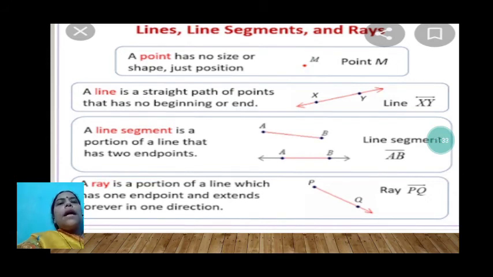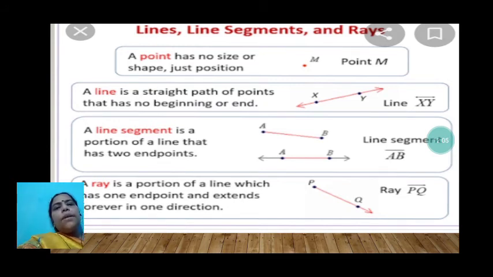Now a line is a straight path of points that has no beginning or end. So what happens here? A line does not have a beginning or end because it is extending in both the directions, as it has been marked by an arrow from both these sides. It is represented by an arrow on both the sides, and you write XY. Suppose this is line XY. How do we denote it? A line having two arrows on both the sides and the letters XY.